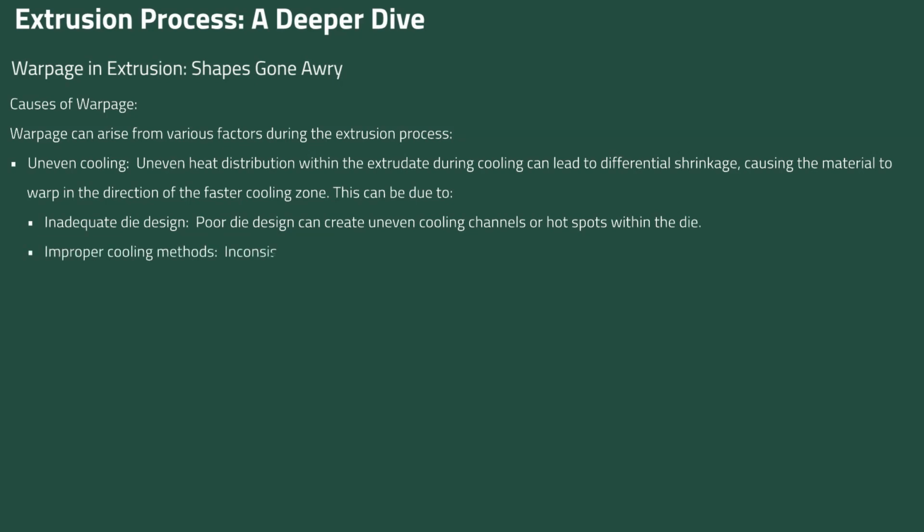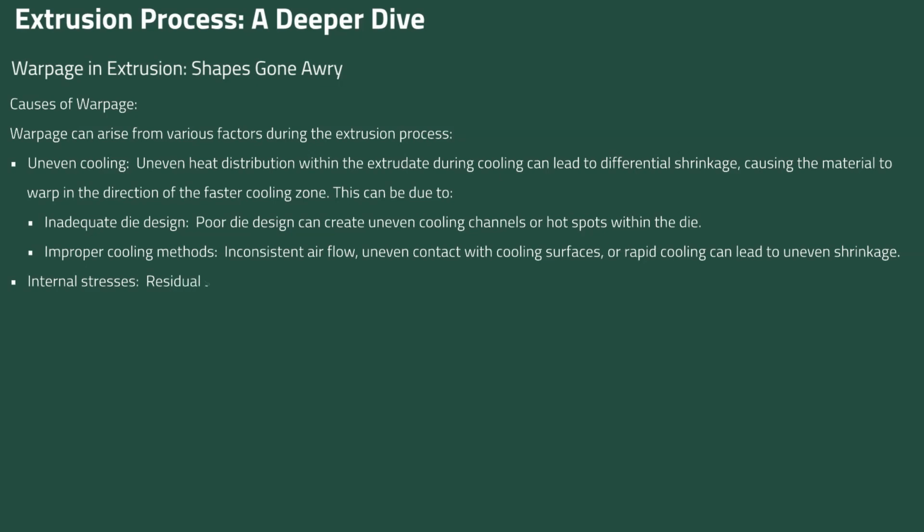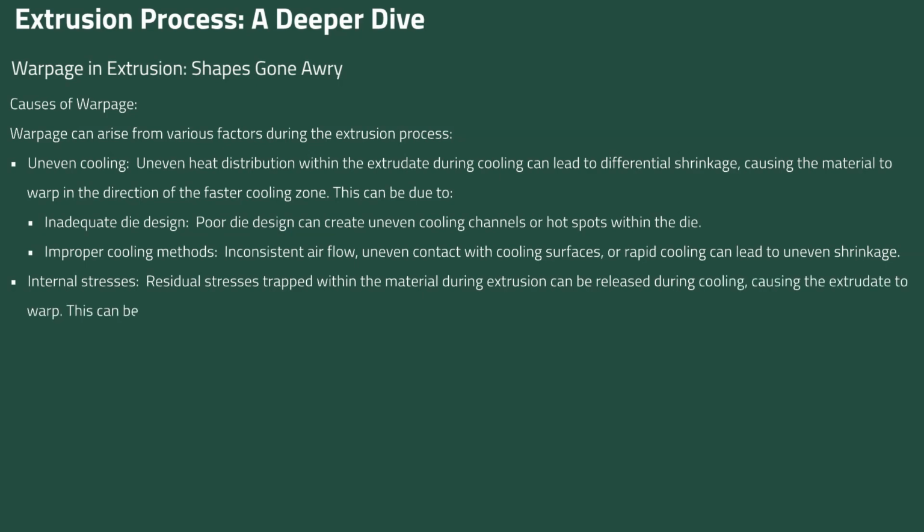Improper cooling methods: inconsistent airflow, uneven contact with cooling surfaces, or rapid cooling can lead to uneven shrinkage. Internal stresses: residual stresses trapped within the material during extrusion can be released during cooling, causing the extrudate to warp. This can be caused by high extrusion pressure.